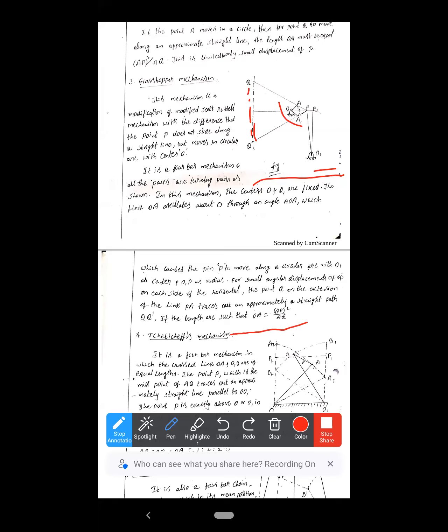And how many links are there? In this, all are acting as turning pairs here. Just observe that all are acting as turning pairs. Now we are going to see the Chebyshev mechanism.